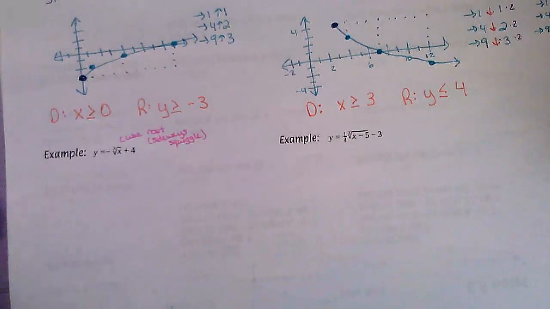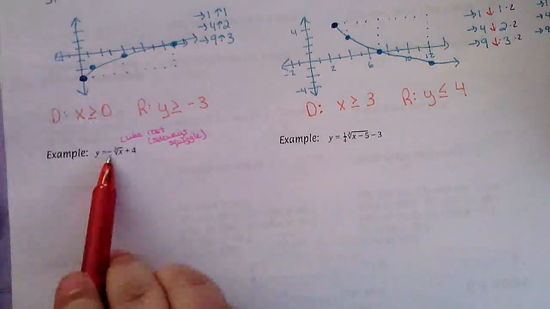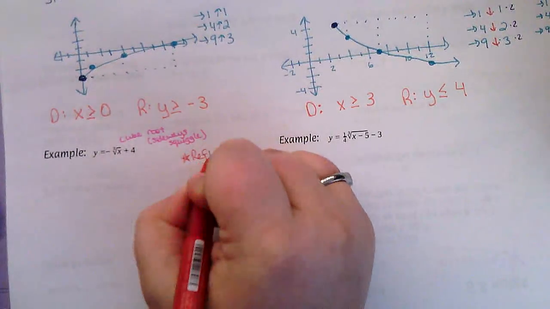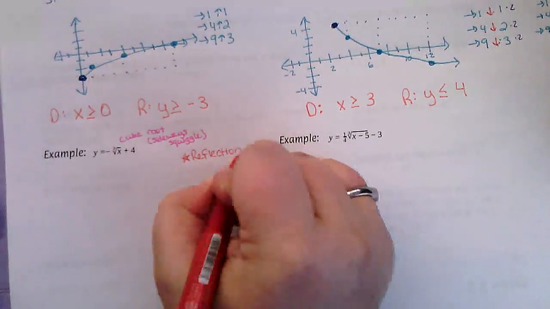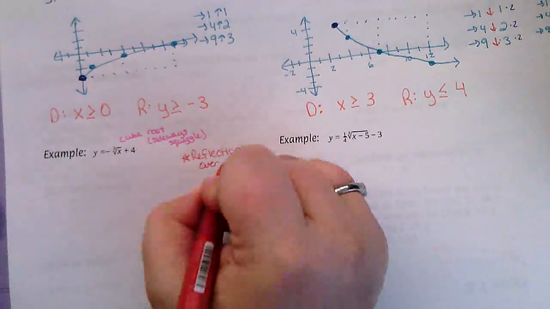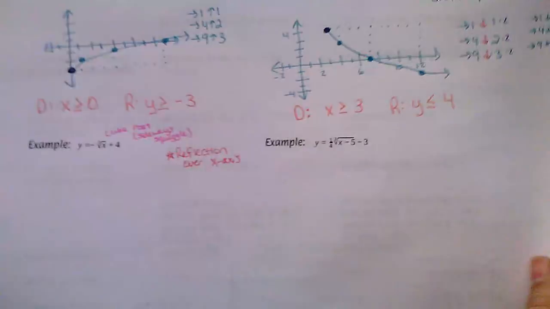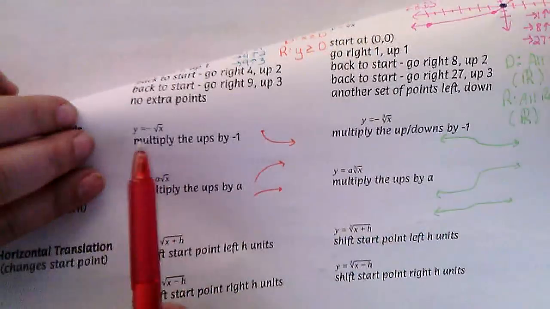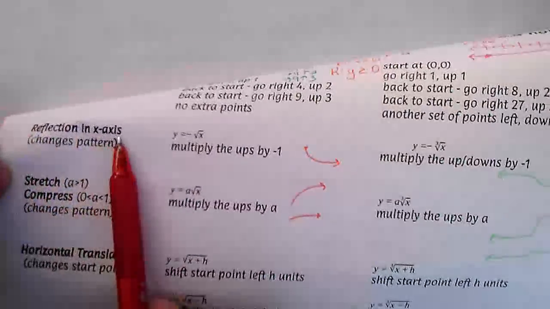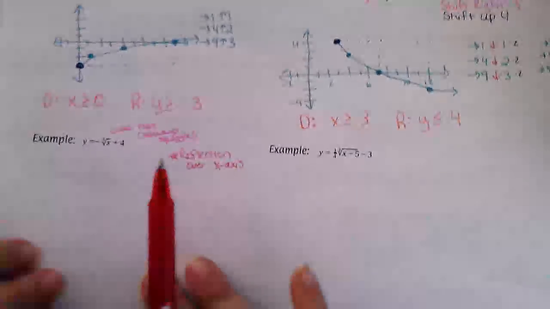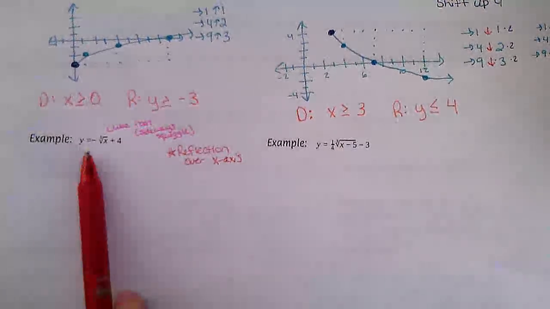Okay, let's list our transformations. So first comes this negative. That is a reflection over the x-axis. Okay, and if you can't remember those, you can flip back to this front page and see that a negative looks here, and it says a reflection in the x-axis. Okay, so a negative there is a reflection in the x-axis. That's where I'm getting that. Okay, so I've got that negative.